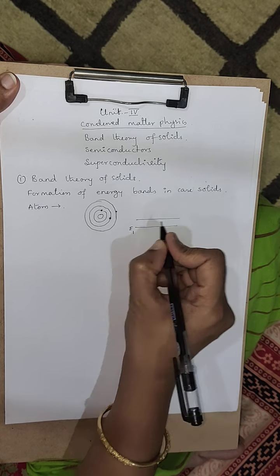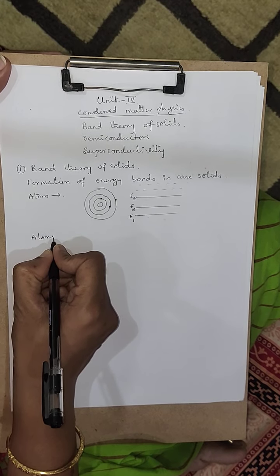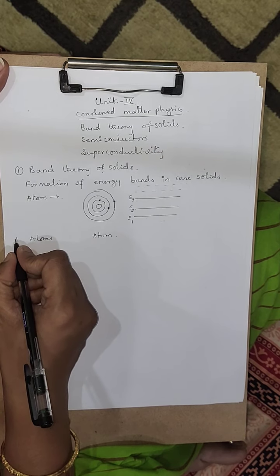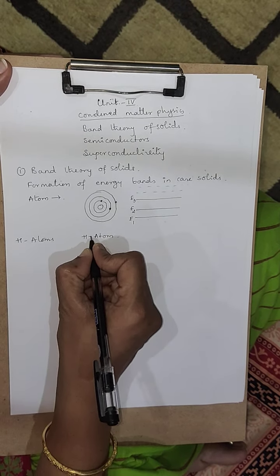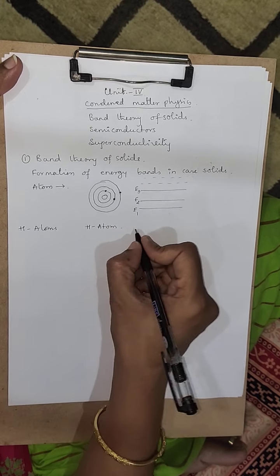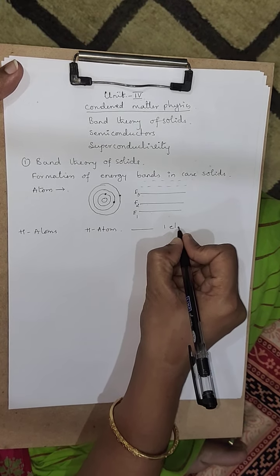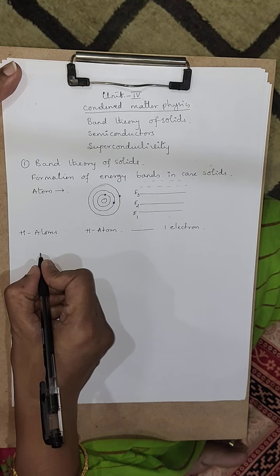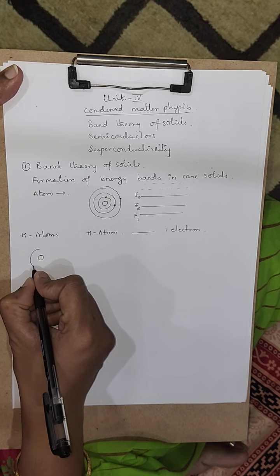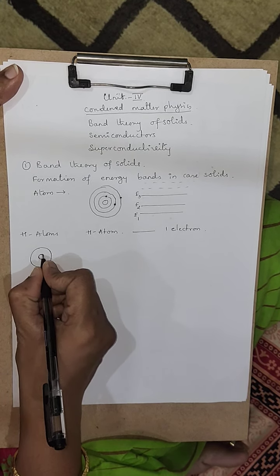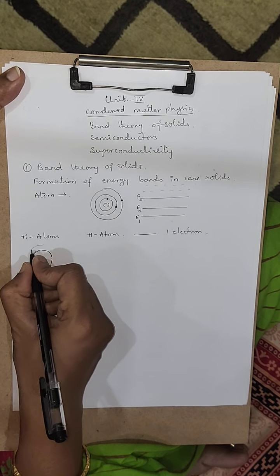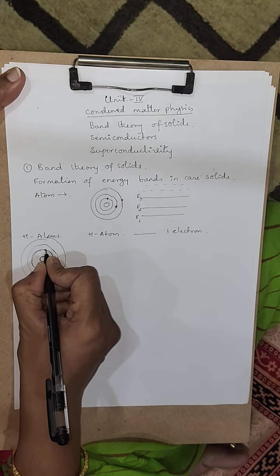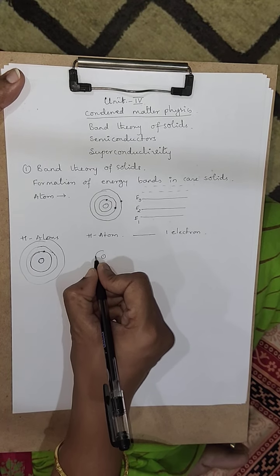Okay, let's see what happens if we bring two atoms closer to each other, an atom and another atom. Let's take, for example, the hydrogen atom, because it's the simplest one. As we all know, the hydrogen atom contains one electron in its orbit. Let's take one hydrogen atom here. This is the electron, this central one is the nucleus, and this is the orbit. This is one more orbit, and this is one more orbit. As we know, it has only one electron, and let's draw one more hydrogen atom here.